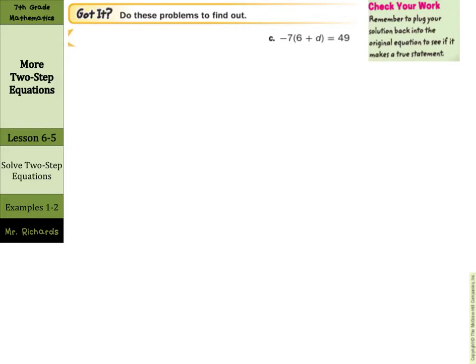Why don't we try this one on our own? Negative 7 times the quantity 6 plus d equals 49. Go ahead and pause your video, give it a shot, and then unpause to see if you got the correct work and solution. If you got it so far to 6 plus d equals negative 7, since you divided by negative 7 on both sides, so far so good.